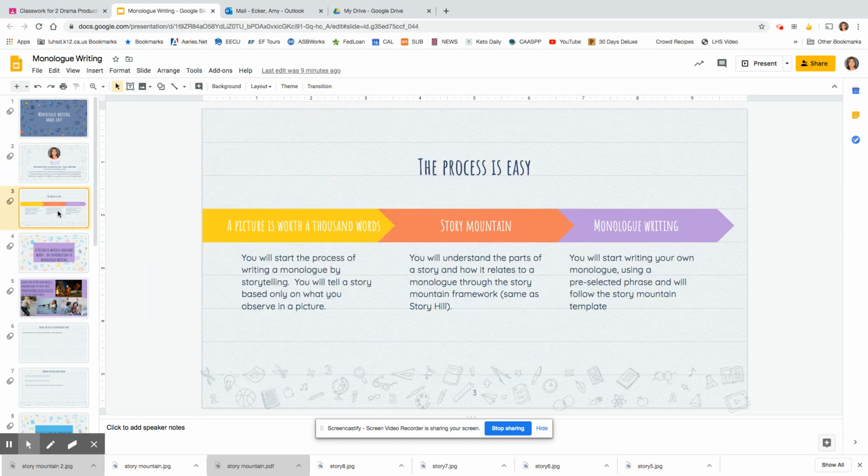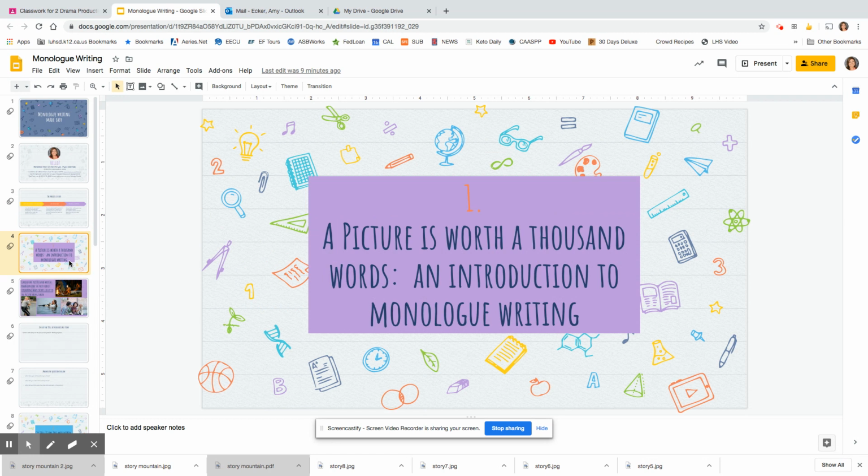Okay? So starting with slide 3, it talks about the 3 steps that you're going to do for this process. One is you're going to start with storytelling by looking at a picture and basically telling a story about it. Okay, the next part is Story Mountain. Some of you guys might know this from English class as being Story Hill. There's several different names for it, but it's just kind of the diagram of the arc that every story takes. The last part is that you're going to be writing your own monologue. Okay, so let's go through the slides and see how this is done.